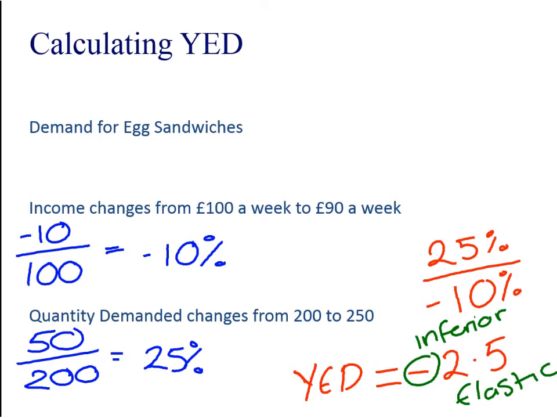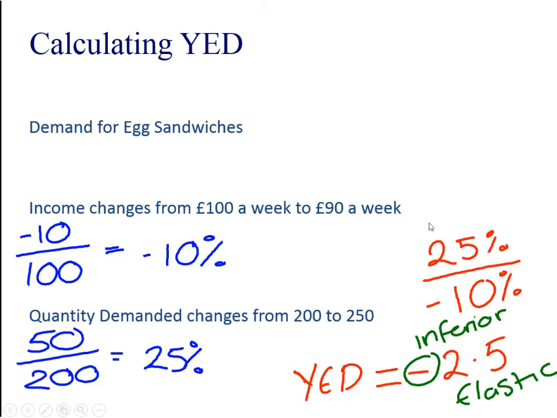Okay, so egg sandwiches again. So we're going to imagine that average incomes have changed from £100 a week to £90 a week. So that would be a £10 change in income. And it's gone down, so it's a negative change in your income over the original, which was 100, and that gives you minus 10% change. The quantity demanded has changed from 200 to 250, a bit of an odd result at this stage, but it will make sense later on. So that is a change of 50 in quantity over the original quantity demanded, which was 200, which gives 25% change in the quantity demanded.